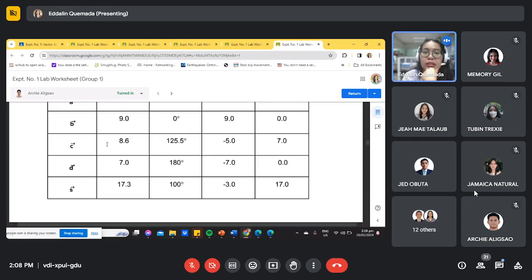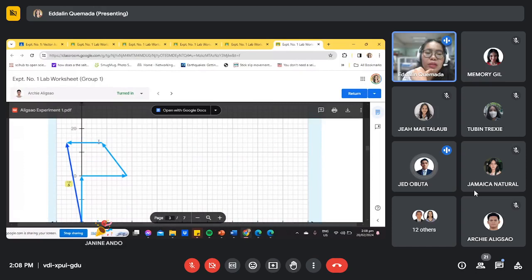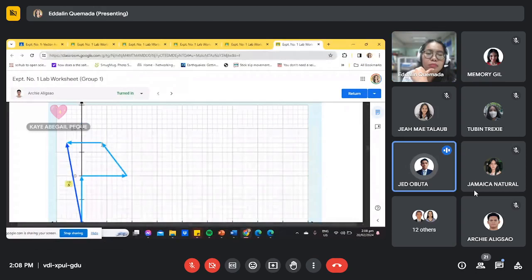Niya padung nasad sa left. Okay, good. So balik ta sa imong graph. This is now the vector D, right? Vector D. So ni-move siya og negative 7 units padung sa left. 1, 2, 3, 4, 5, 6, 7.